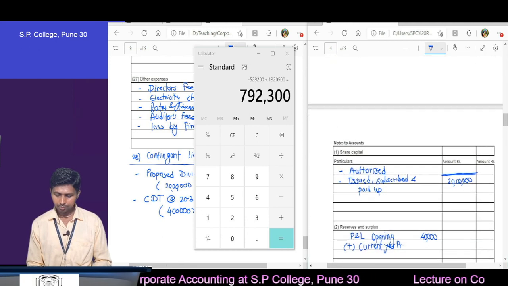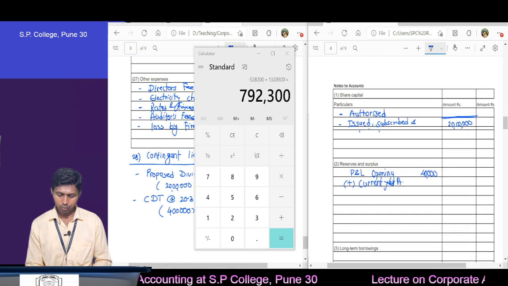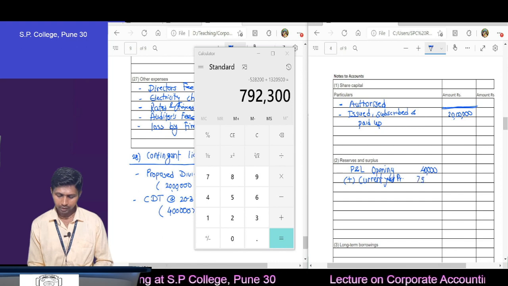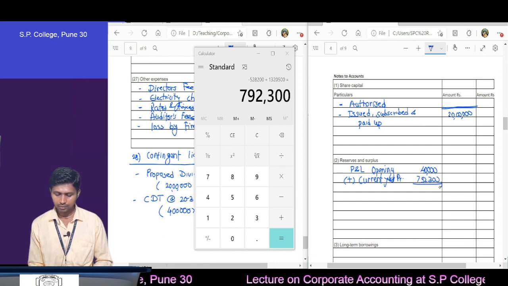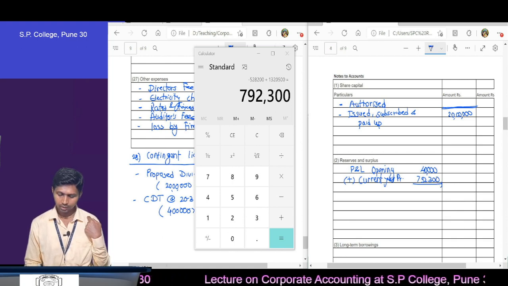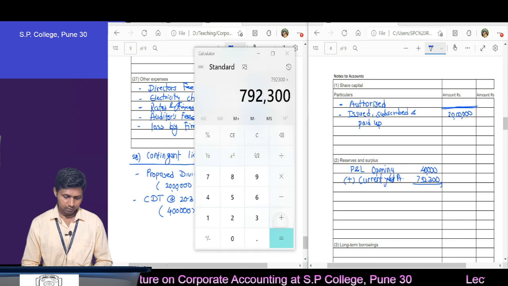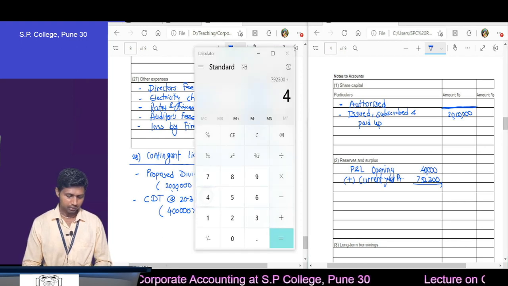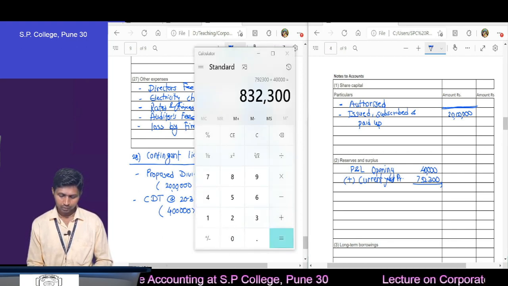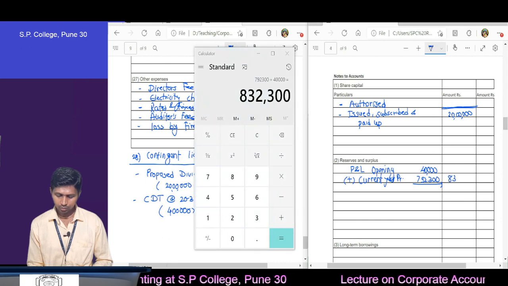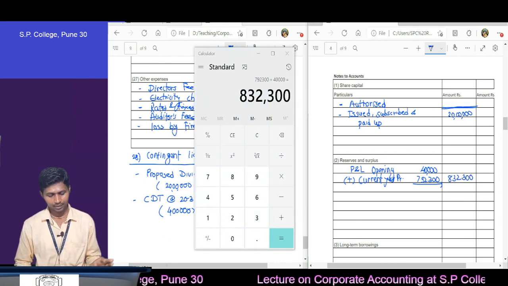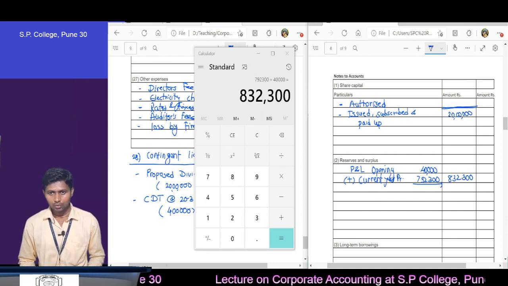Now, current year profit 7,92,300. Okay, over. No adjustment, no appropriations. Therefore, total you can write 7,92,300 plus 40,000, 8,32,300 rupees. Profit and loss is over.